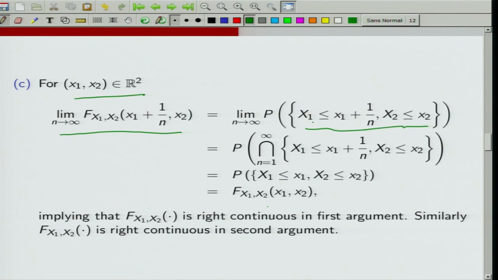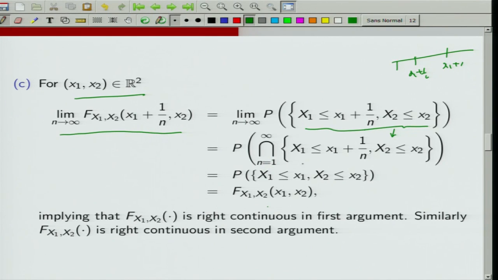For n equal to 1, this is X1 less than or equal to x1 + 1, for n equal to 2, X1 less than or equal to x1 + 1/2. So, x1 + 1 is over here, x1 + 1/2 is over here, and so on. So, this is decreasing, this is fixed. So, as a joint event, this is a decreasing sequence of events. The limit is outside, so by continuity of the probability function, when I take the limit inside, it becomes an intersection.